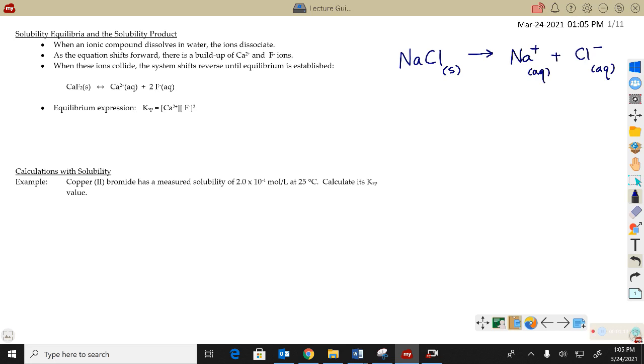So if you took 1 mole of solid sodium chloride and added it to enough water to make a liter of solution, by the time that entire sample dissolves, you would be left with a full mole of sodium ions per liter of solution and 1 mole of chloride ions per liter of solution. And eventually, this solid is gone. It 100% fully ionizes. This goes forward 100%.